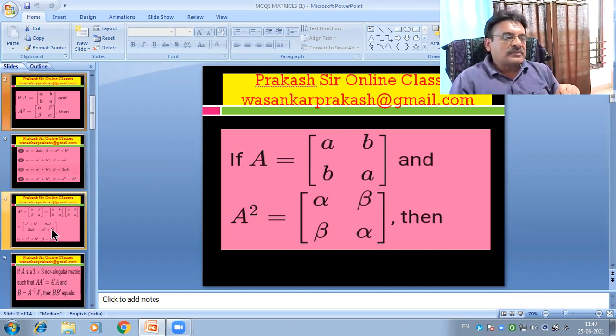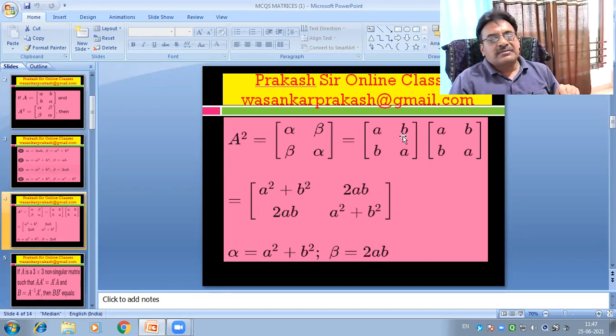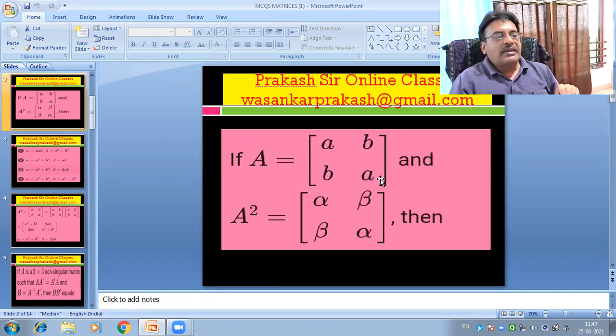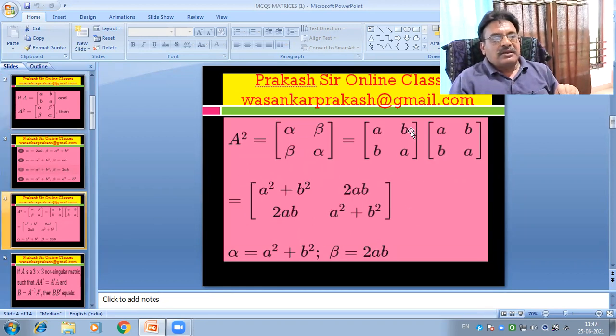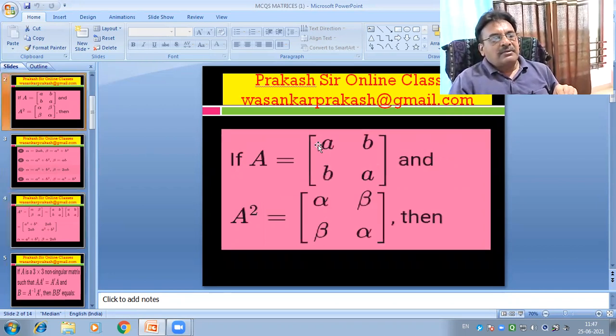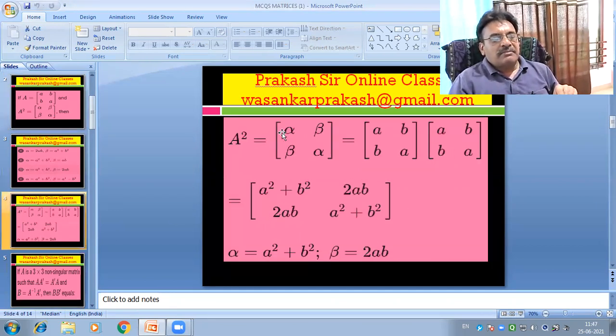Therefore, here in the solution, this A square is equals to, first we write here A matrix, and A matrix is given ABBA. So I write here ABBA into again A matrix ABBA. And this matrix equals to A square, but A square is given. A square is matrix alpha, beta, beta, alpha. So which is equals to here matrix alpha, beta, beta, alpha. Then first we multiply these two matrices, that is A into A matrix.